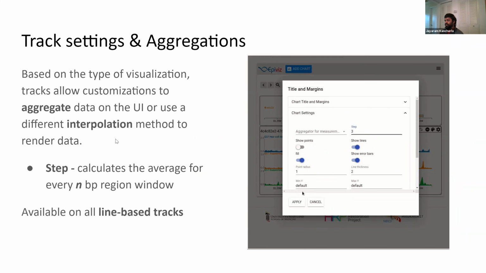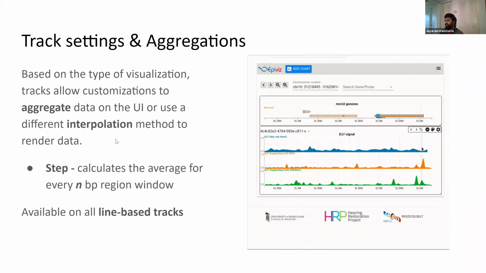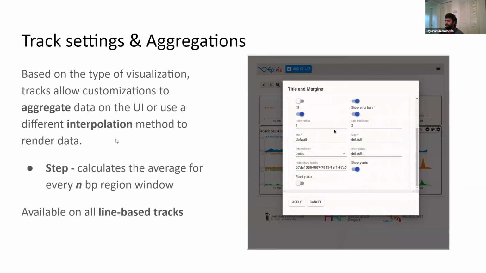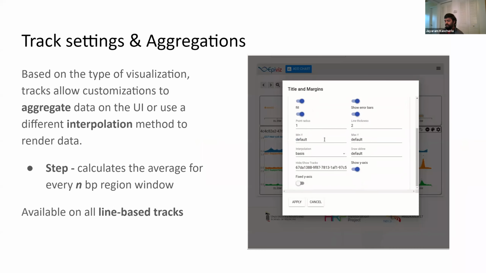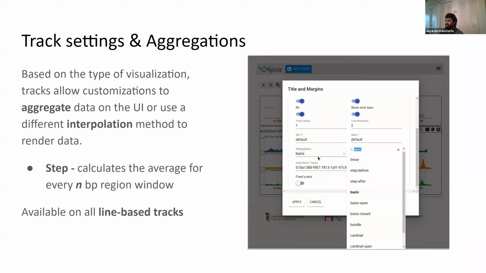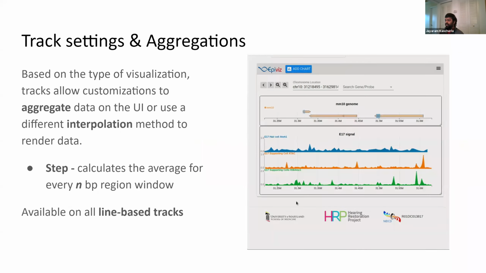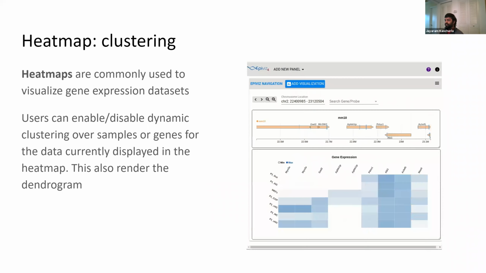As I was showing, Epiviz also provides the step parameter to do aggregations of data within the window that you're looking at. That step parameter is important if you're looking at a data set that has a lot of data points, but you want to scale down the resolution a little bit. And that's available on all the line-based tracks, or line-based visualizations, that you see.